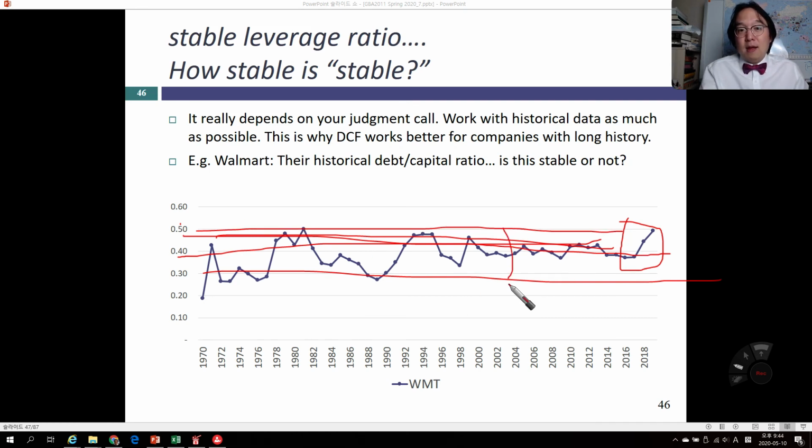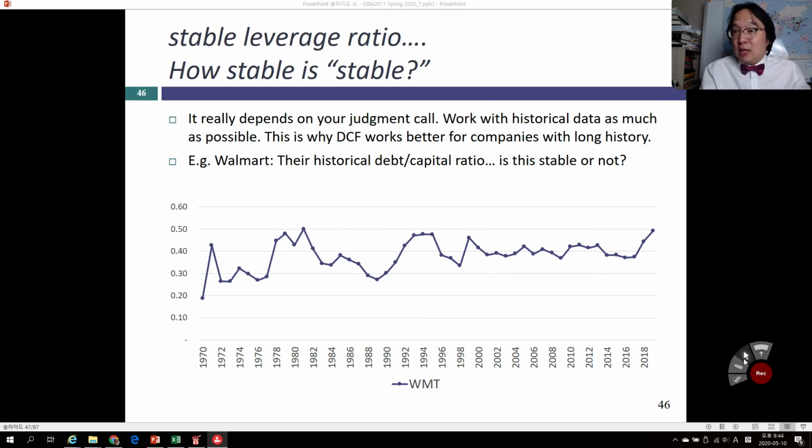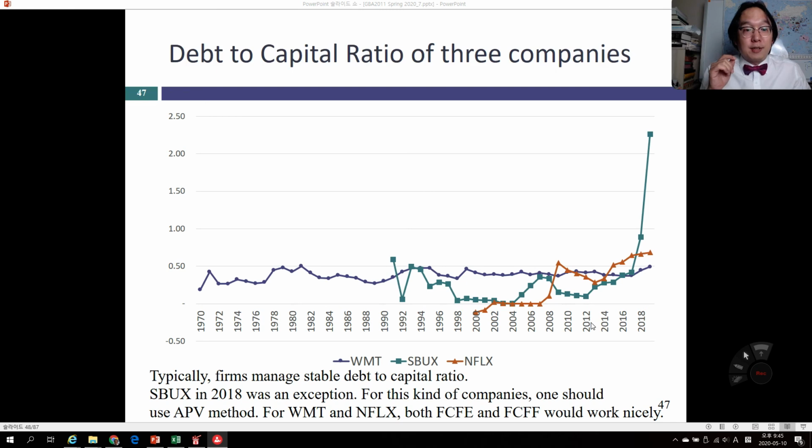Now is this a big movement or not? I would say no, based on my experience. But as a student, you may feel uncomfortable. A 10% movement, is that big or not? I don't know. But here's the comparison: Walmart, Starbucks, Netflix. If you look at Walmart, its longest blue line, Netflix, orange line, it's going up, but not that drastic a change.